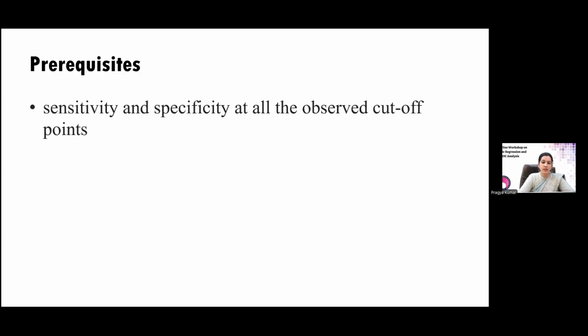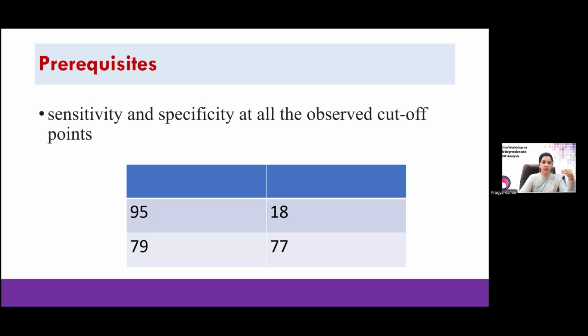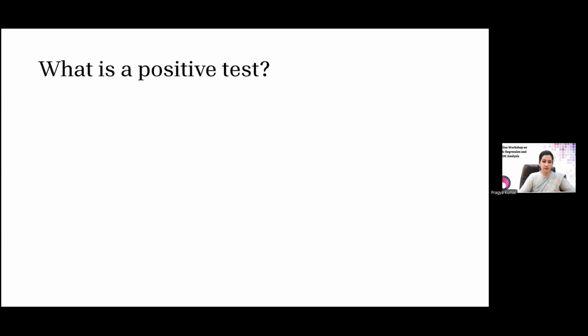So what are the prerequisites? Again, you should have the sensitivity and specificity at all observed cutoff points. And in Jamovi, and in SPSS also, you have this 2 by 2 table, meaning you have sensitivity and specificity at each cutoff point. So then you can decide. You need a 2 by 2 table at each cutoff point, because from the 2 by 2 table only can you decide the sensitivity and specificity.